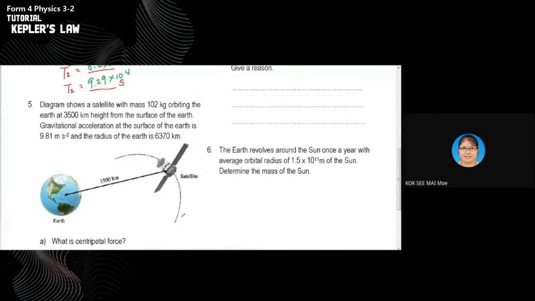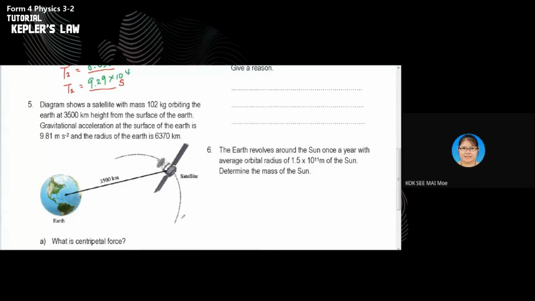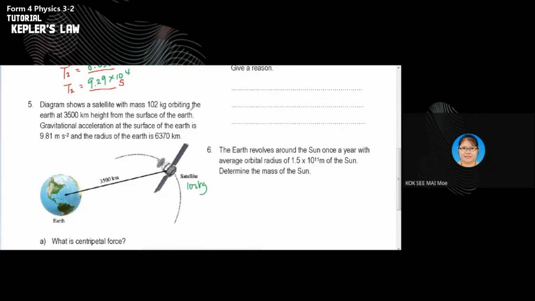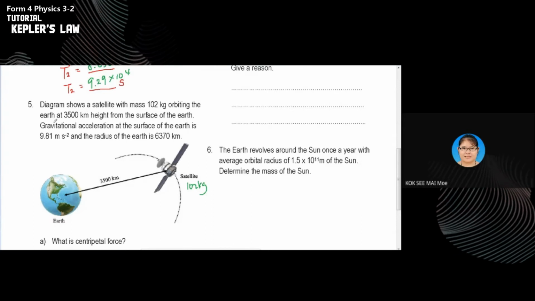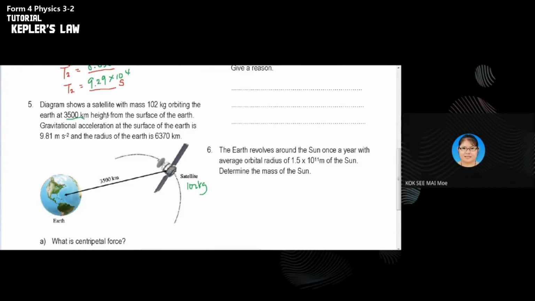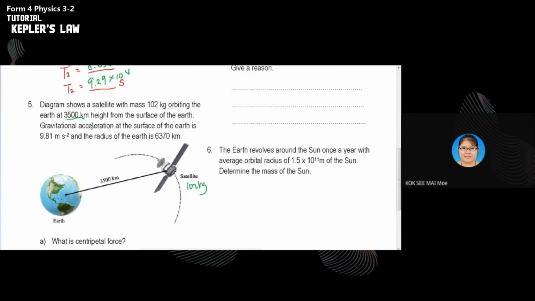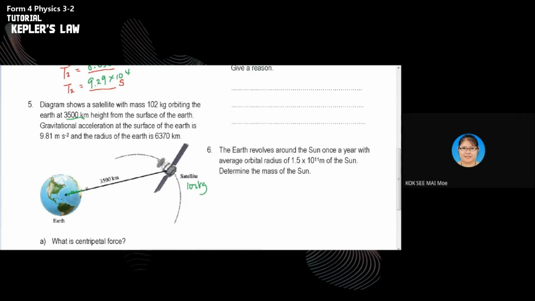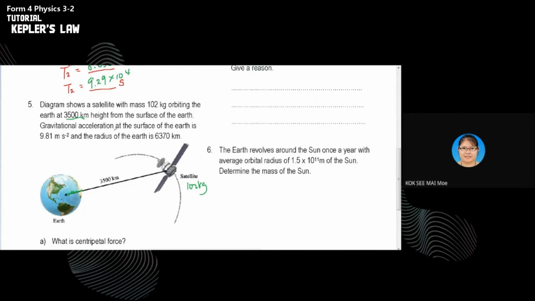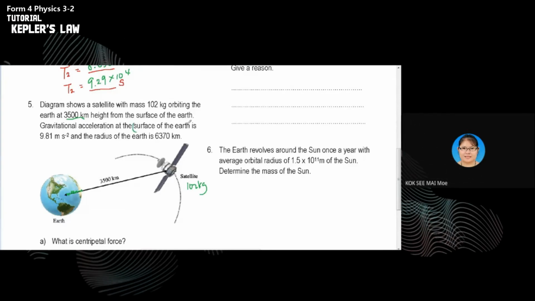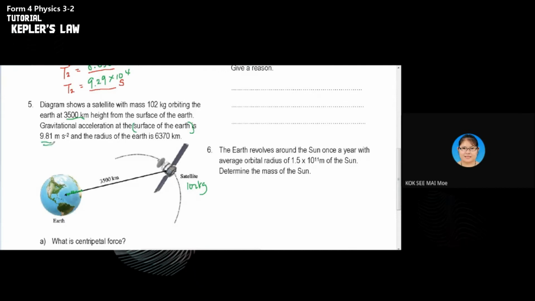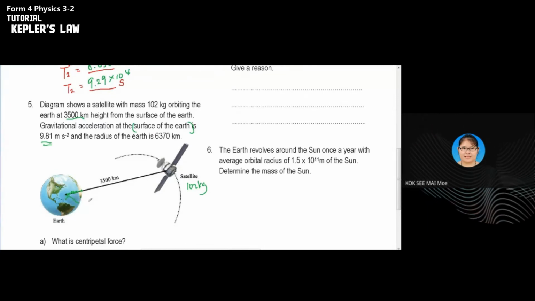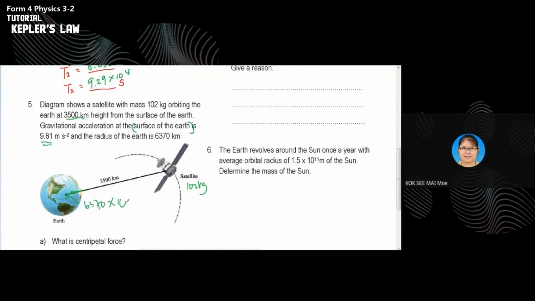Okay, let's see question 5. A satellite with a mass, okay? They give you the mass of the satellite, 102 kg, orbiting the Earth. This one is a height, the height from the surface of the Earth. That means we never count the radius, just height only. Then the gravitational acceleration for the Earth. Remember, before that we learned at the surface there's 9.81, the Earth gravity. And they provide the radius of the Earth, 6370 times 10 power of 3.